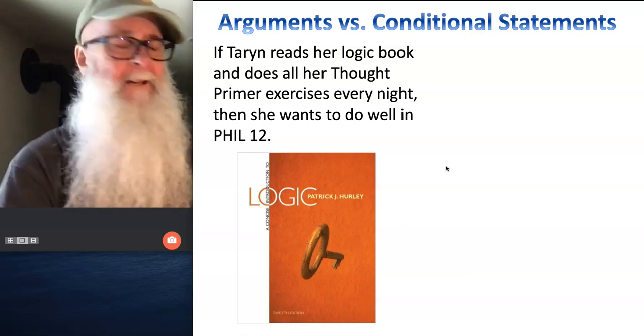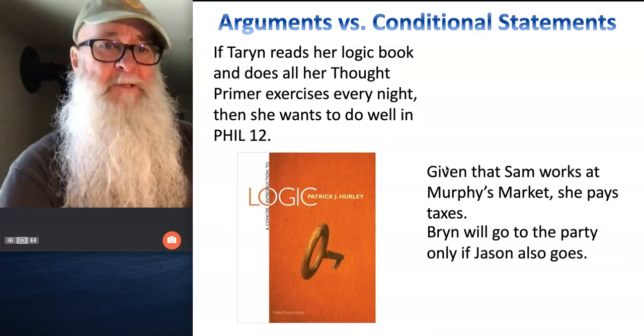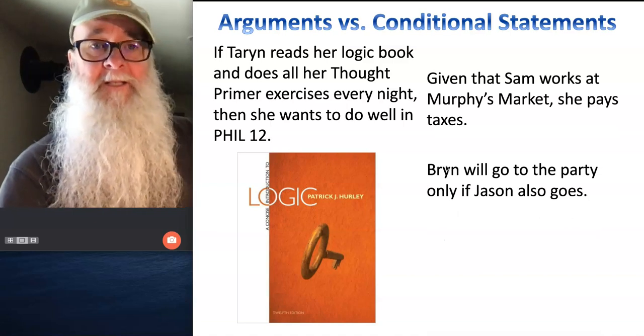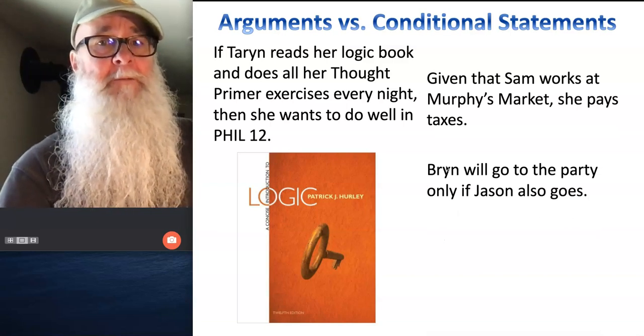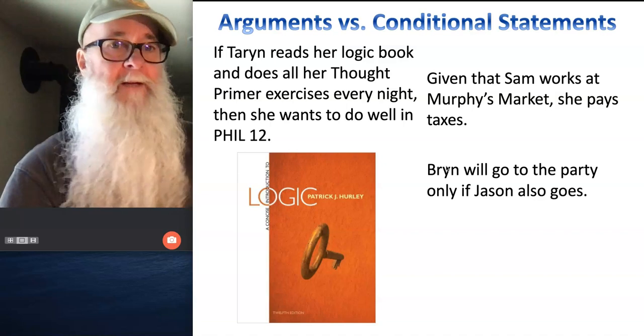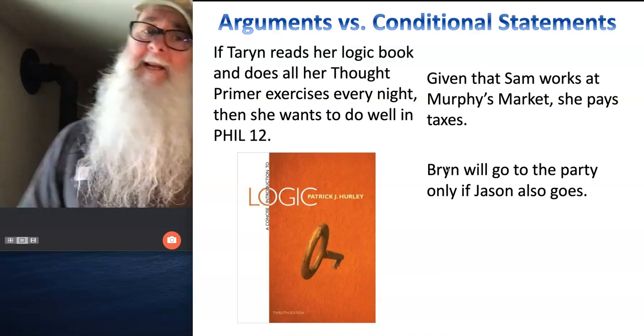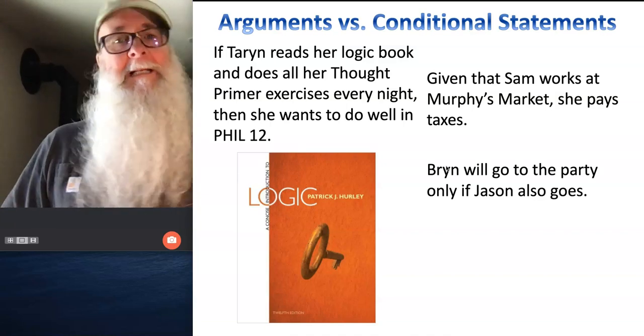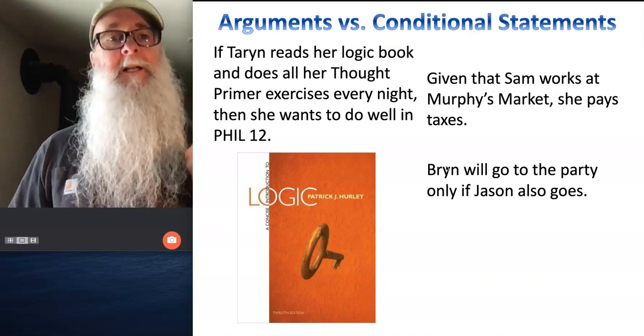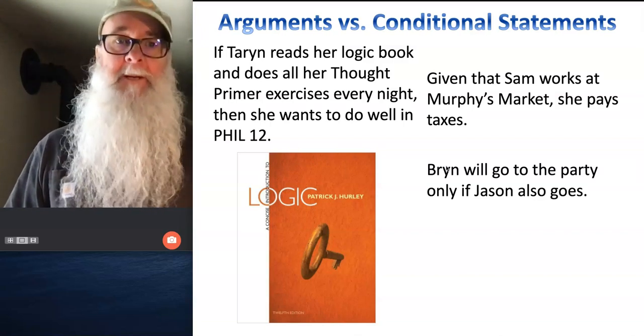Okay, so if-then statements are classic conditional kinds of statements, but they can take other forms, like this statement here: given that Sam works at Murphy's Market, she pays taxes. Doesn't provide any evidence that she pays taxes. Doesn't provide any evidence that Sam works at Murphy's Market. It just says that given that, or if that, she works at Murphy's Market, then she pays taxes.